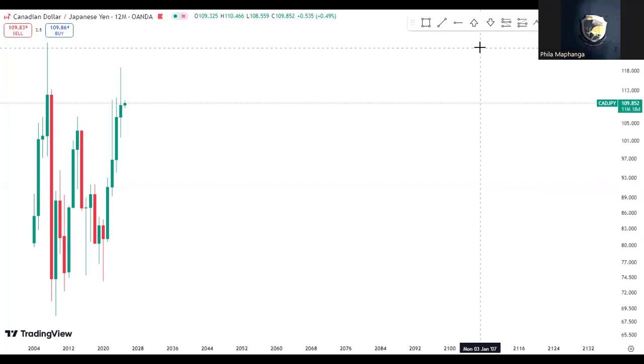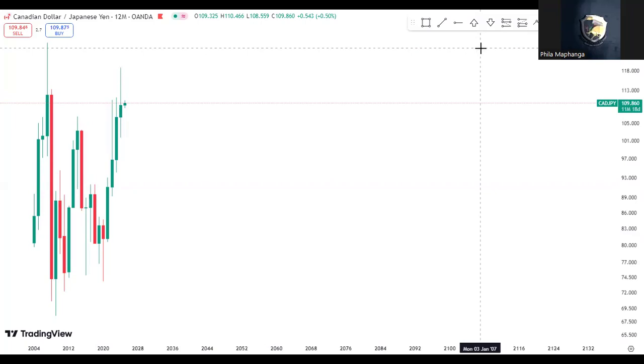Let's work on this one. I've been telling you one and the same thing over and over again, guys, but now I think I have a better way to explain this. Always remember, this is what I always say: start from a higher time frame to see what is actually happening.